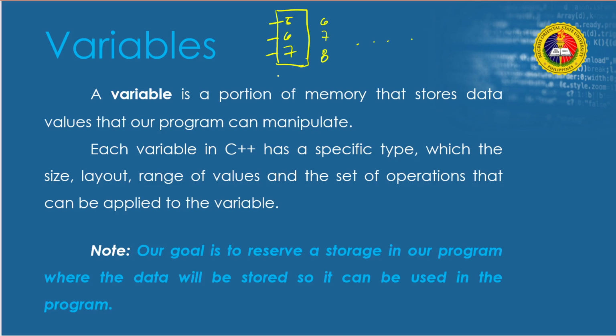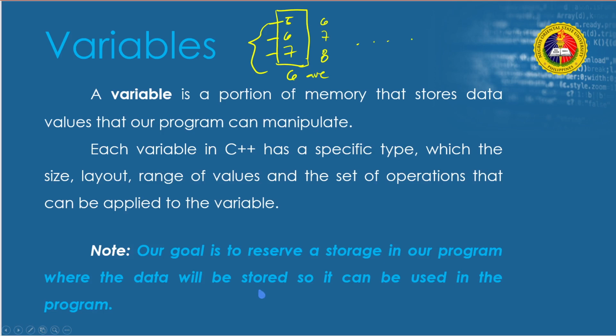Alright, so that's the reason why we have to use variables. We can't expect that the user will keep on entering these numbers only, since the numbers they enter will be different. So how do we make sure that our program will work every time? We're going to use variables. In creating variables, our goal is to reserve a storage in a program where the data will be stored, so it can be used in the program.